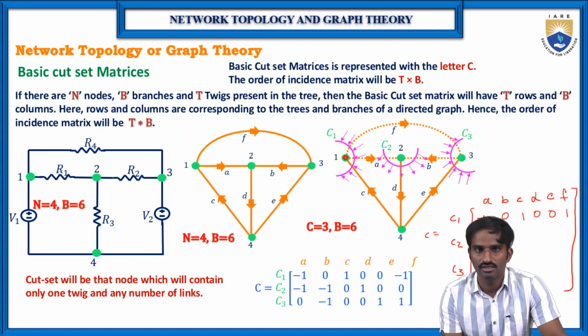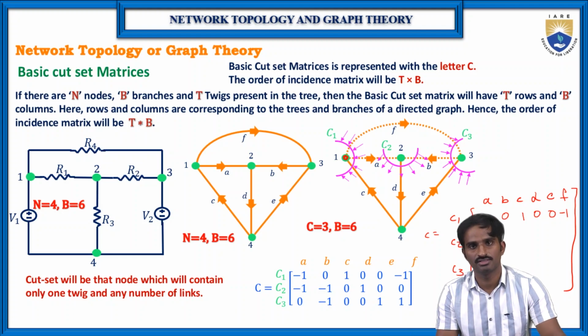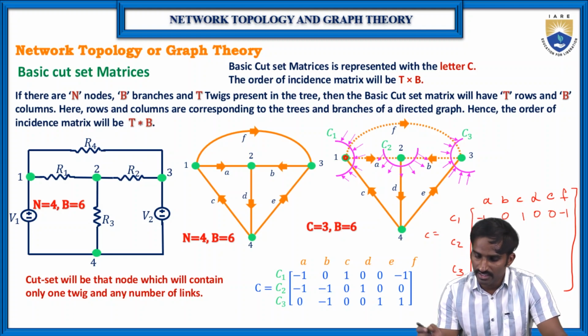Then coming to C. The direction of the current flowing through branch C and the cut set direction are both towards node 1. So that's why here it is +1. Then F. The direction of the current flowing through F is away from node 1, but the cut set direction is towards node 1. So both are in opposite directions, and that's why it is -1. See, very simple, right? Next, coming to cut set 2.